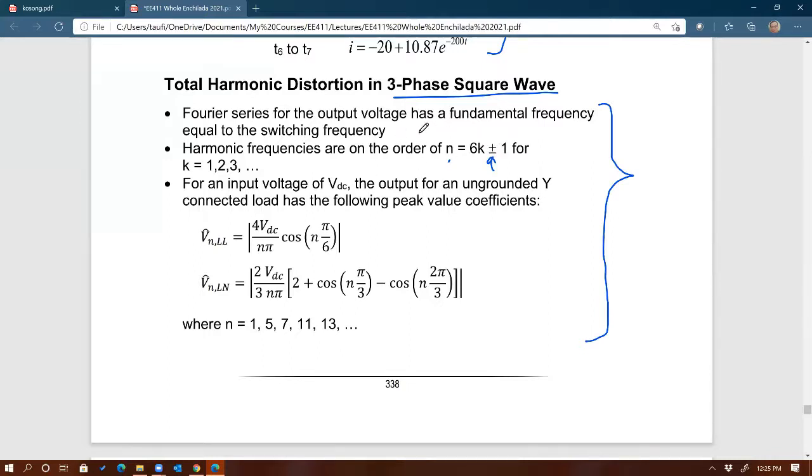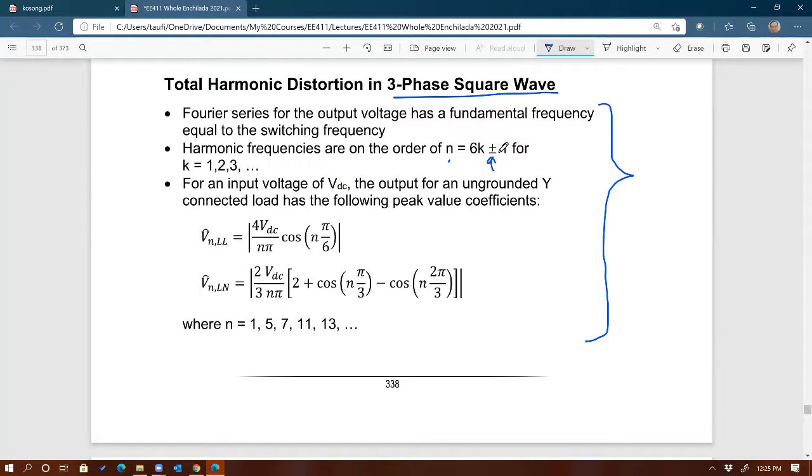The fundamental component, of course, is 60 hertz. So then 6 times 1 is equal to 6, minus 1, that's 5. So 5 times 60. So the next harmonic location after 60 hertz is, what did I say? 5 times 60, so 300 hertz.